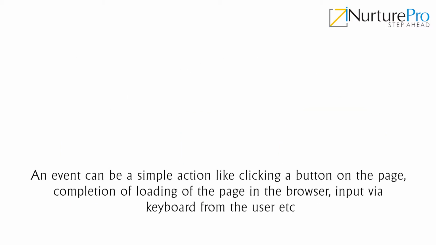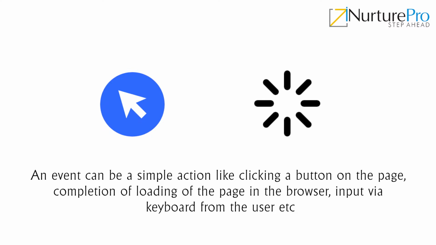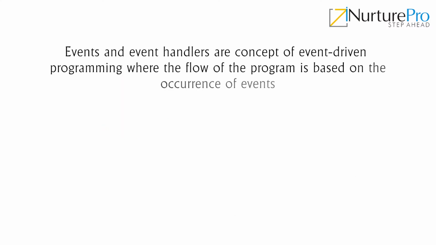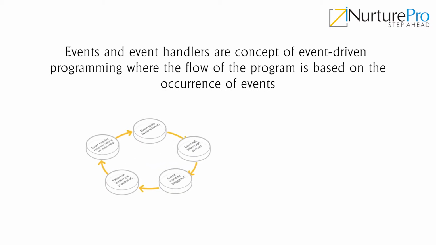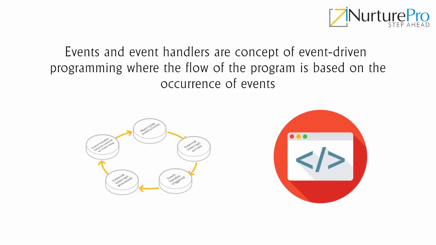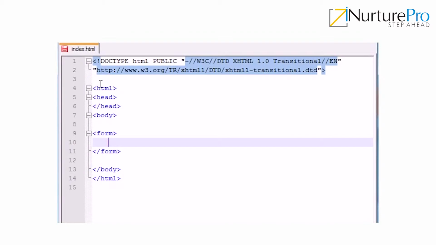An event is defined as an action or occurrence recognized by software that may be handled by the software. An event can be a simple action like clicking a button on the page, completion of loading of the page in the browser, input via keyboard from the user, etc. Events and event handlers are concepts of event-driven programming, where the flow of the program is based on the occurrence of events. Just a basic button on the screen.